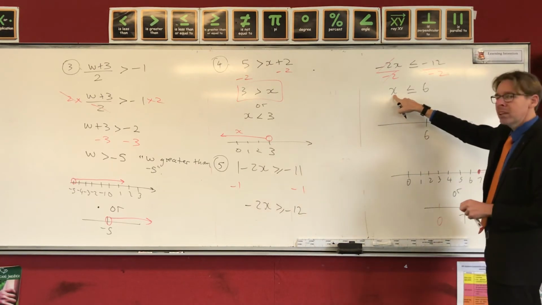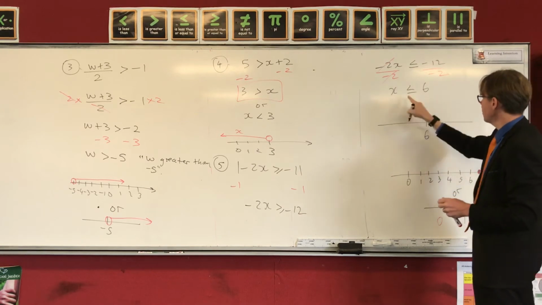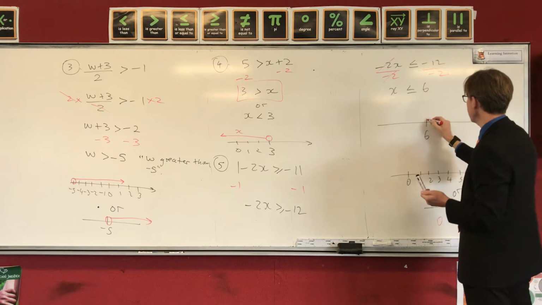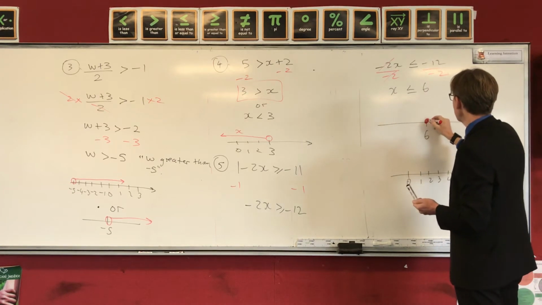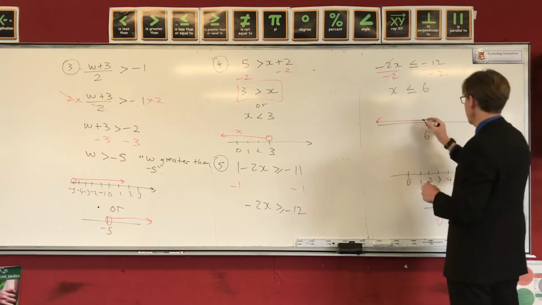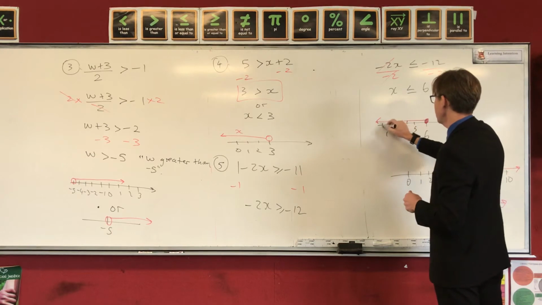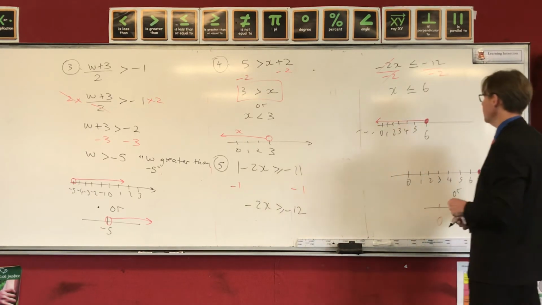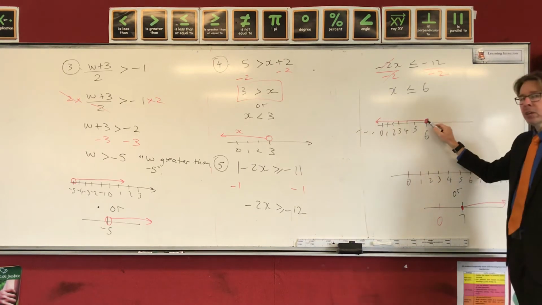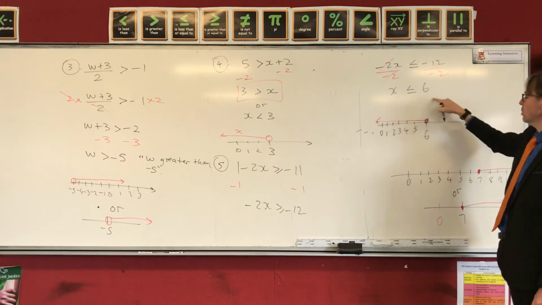X is a number or a group of numbers: all the numbers less than 6 or equal to 6, okay? Equal to 6 is here, and all the numbers less than 6 are that way, aren't they? Because you could have 5, 4, 3, 2, 1, 0, and so on. But you must colour that dot in to show that it's also equal to 6, because this says x is less than or equal to 6.